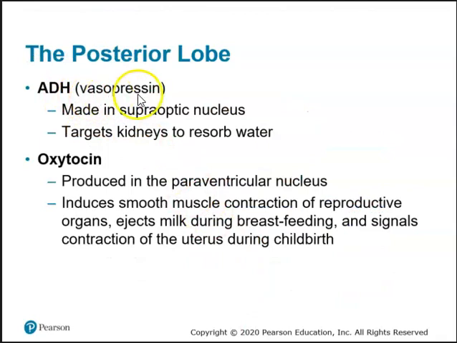So ADH, also known as vasopressin, is made in the supraoptic nuclei of the hypothalamus. This hormone targets kidneys to resorb water, so basically prevents you from releasing water out into your urine. So basically it helps concentrate urine. So we're keeping water inside our bodies. Oxytocin, produced in the paraventricular nuclei or nucleus, induces smooth muscle contraction of reproductive organs, also ejects milk during breastfeeding, and signals contraction of the uterus during childbirth, and also is that cuddling hormone that encourages mother-baby bonding.